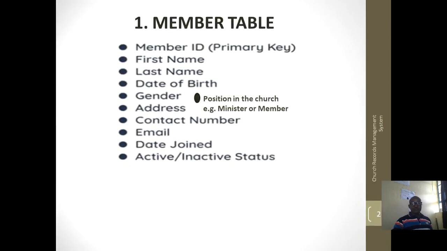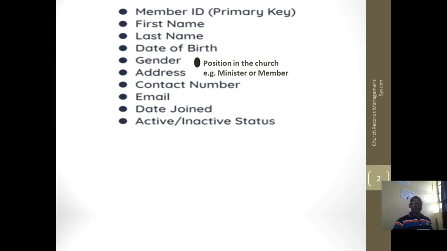So guys, we have our first table. Our first table is the members table, where we shall have the member ID as the primary key, the first name, last name, date of birth, gender, address, contact number, email, date joined, and the status, whether the member is active or inactive. Also, I think it is important we add position in the church, e.g., whether somebody is the minister, that is pastor or bishop, or the member.